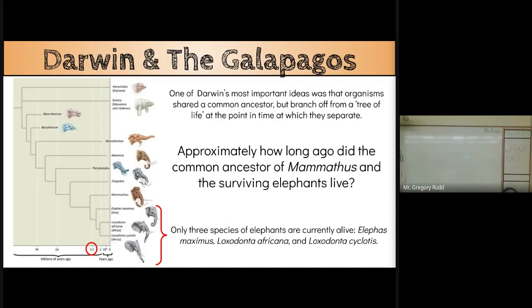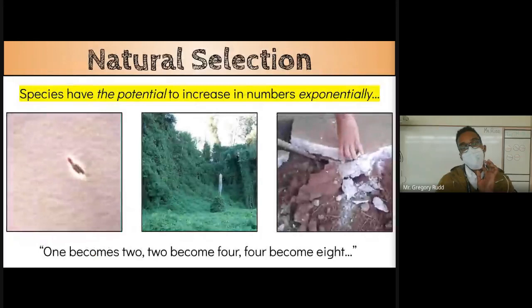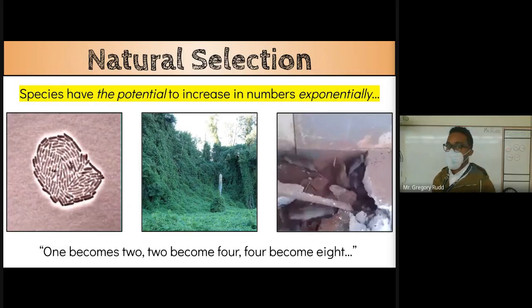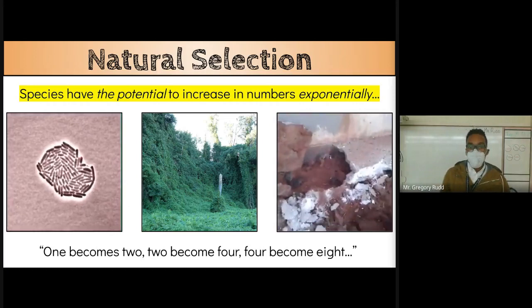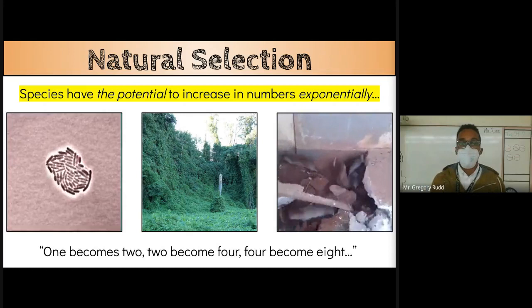But they evolve, they change, they become different. All right, so this is what I want you guys to write down in yellow. Sorry if you are not a fan of mice. That's probably pretty disturbing. But one of the key tenets of natural selection is that species have the potential to increase in numbers exponentially.